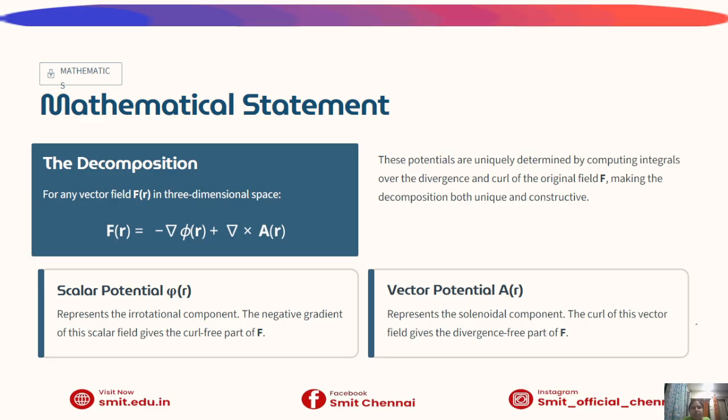The scalar potential is obtained from the divergence of F and the vector potential is obtained from the curl of F. The uniqueness of these potentials depends on suitable boundary conditions and smoothness of the field. This mathematical formulation transforms a difficult vector field analysis into potential-based equations, which are often easier to solve using standard techniques in electromagnetic theory.